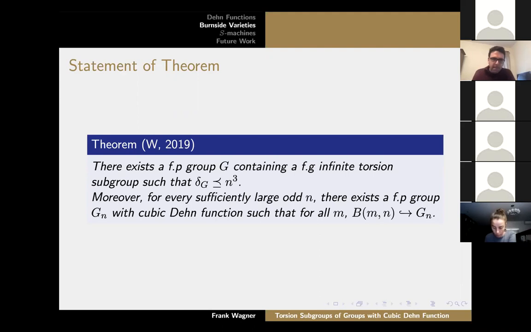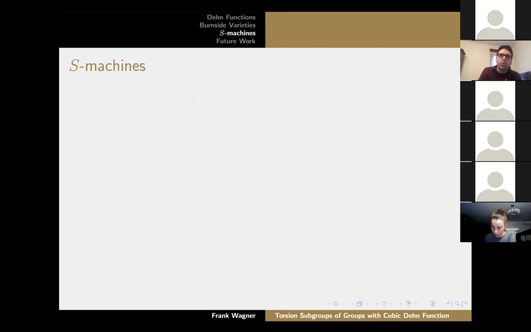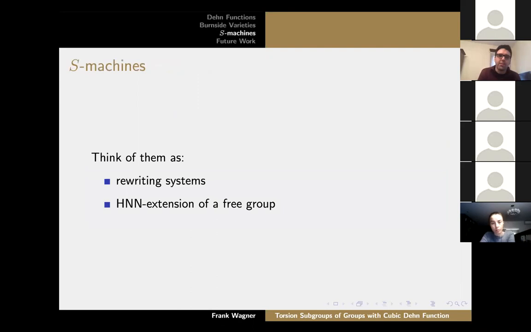So I'm now going to shift gears and talk about the tools I use to answer this question, and give a rough outline of how we might generalize this and how we might improve this solution. So the first thing I'm going to talk about is S-machines. S-machines, we're just going to think of them as rewriting systems and also HNN extensions of a free group. Keep that in mind as I talk about this general definition of what they are.